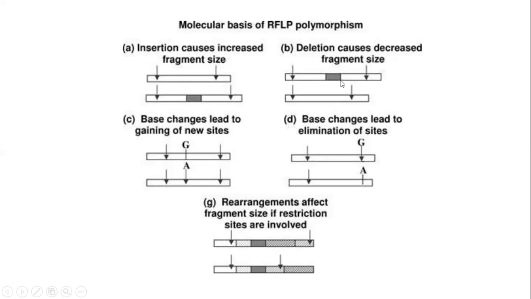In another case, a deletion may happen, the reverse. Already we have the fragments, and a variation is here. Due to some change, this portion might be deleted. So we are going in the reverse direction from a longer fragment to a shorter fragment, keeping the restriction site constant. This is another case, deletion. Insertion here and deletion here are combinedly called indels in a given genome variation.